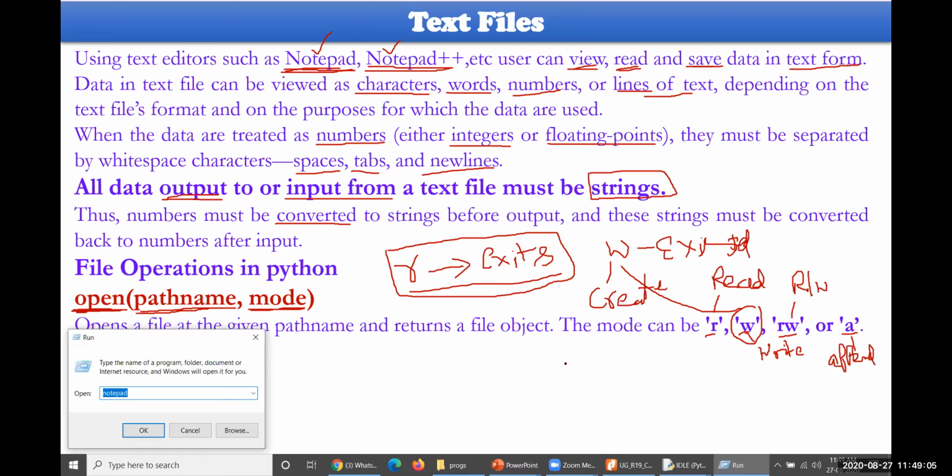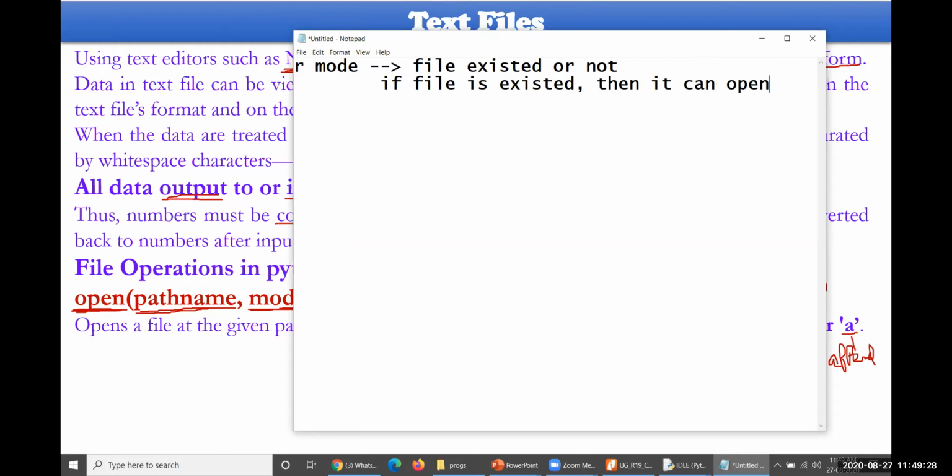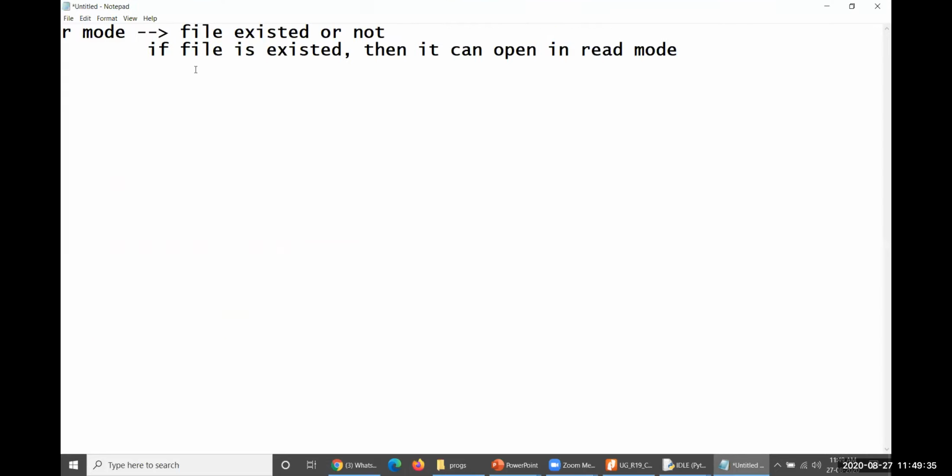Let me open the notepad one more time. So R mode always checks whether the file exists or not. If the file exists, then it can be opened in read mode. So if the file really exists for you, it can be opened in read mode. If the file does not exist, then it will give you an error.